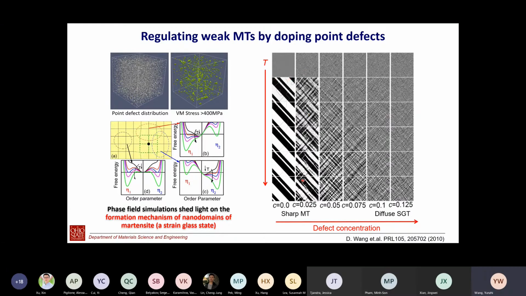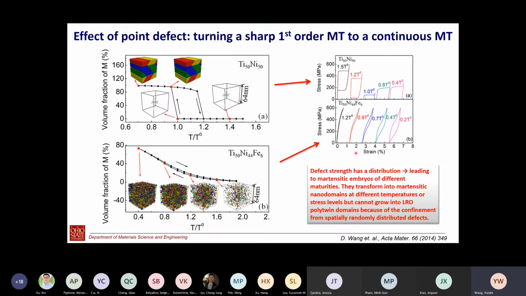If you start to add point defects, then the picture starts to become a little bit blurred. But if you don't add enough, here you still have a clear transition between austenite and martensite. But when you add more and more, in this case, it is really hard to tell when the transformation starts and when the transformation finishes. So if you look at the property, if you have just the pure system without the point defects, in this case you have 50-50 nickel and titanium. So this is how the transformation occurs.